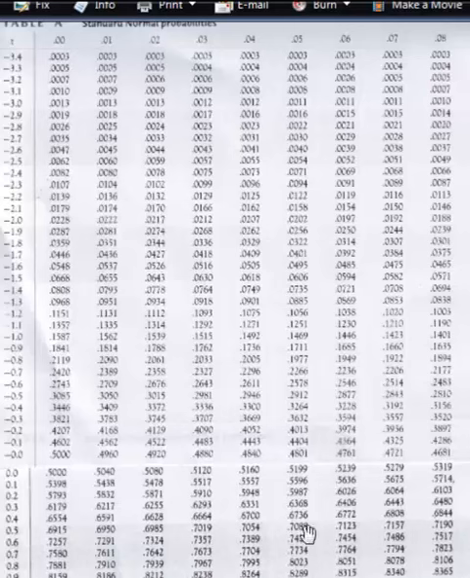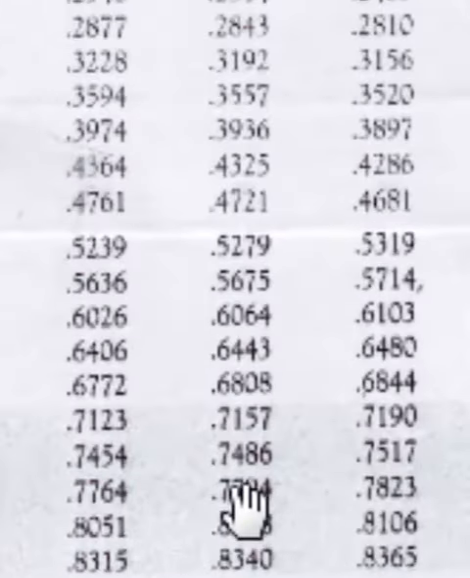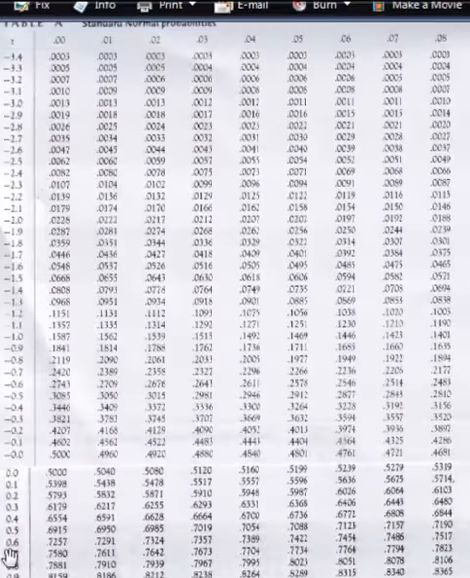And here is something that's pretty close over here. I have 0.7486 that is generated by a z-score of 0.067. So 0.67 is our z-score.